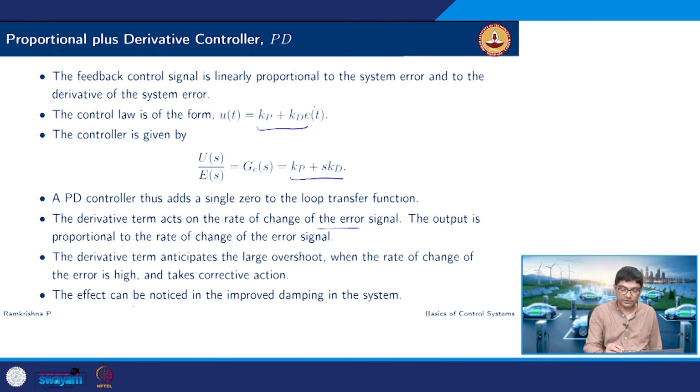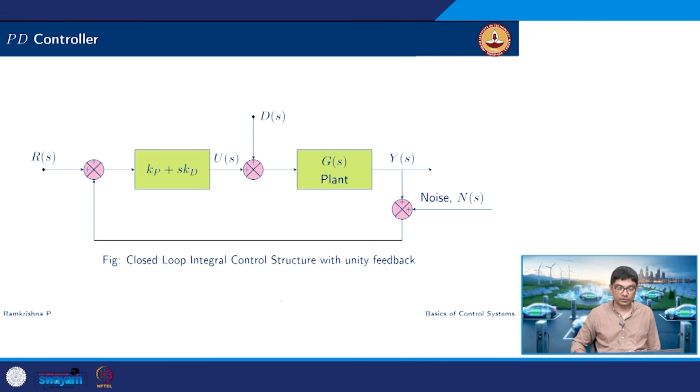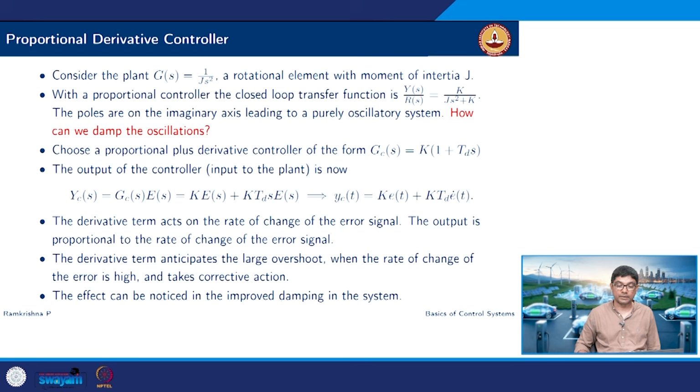Now we will see how this effect can be noticed with the damping in the system. Suppose I have a system of the form J s squared, this is my plant. A proportional control will lead to a characteristic equation of only J s squared plus K. If I look at J s squared plus K equal to 0, the roots will only be imaginary, and therefore the response is also only oscillatory.